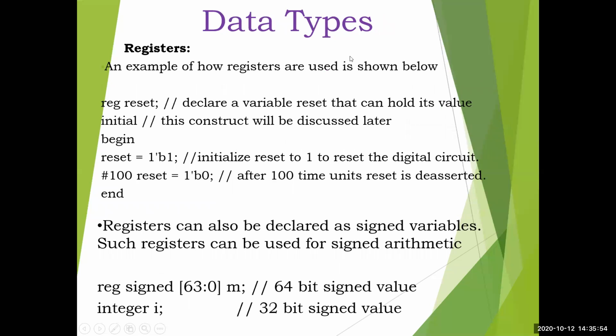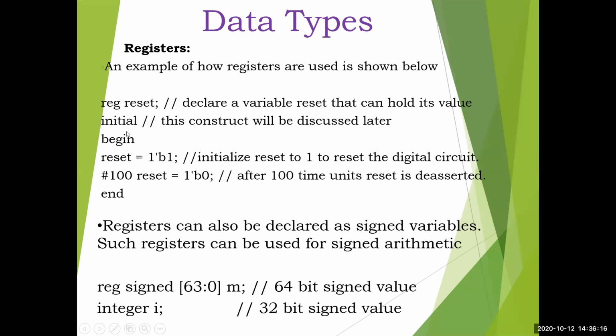An example of how registers are used is shown below. Reg is the keyword, reset is the variable. So we declare a variable reset that can hold its value. It will be used in a part of the program, shown here. Initial, begin, reset equal to 1'b1. In the previous example we have used it like this. This construct will be discussed later, so don't bother about this.